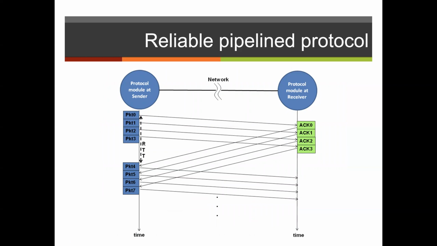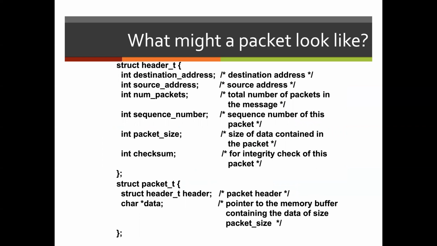And so with our approach for our reliable pipeline protocol, we'll keep in consideration that we'll have buffers at the sender and buffers at the receiving end. And so the buffers at the receiving end represent the acknowledgement. And the size of the buffers are going to be represented as the number of packets that we're going to be able to receive. So for a 4 packet window, we'll need 4 buffers for the sender and receiver. And so if we were to consider what a packet might look like, it can be represented as a structure where we'll have our different components utilized, which include destination address, source address, number of packets, sequence number, packet size, as well as checksum.